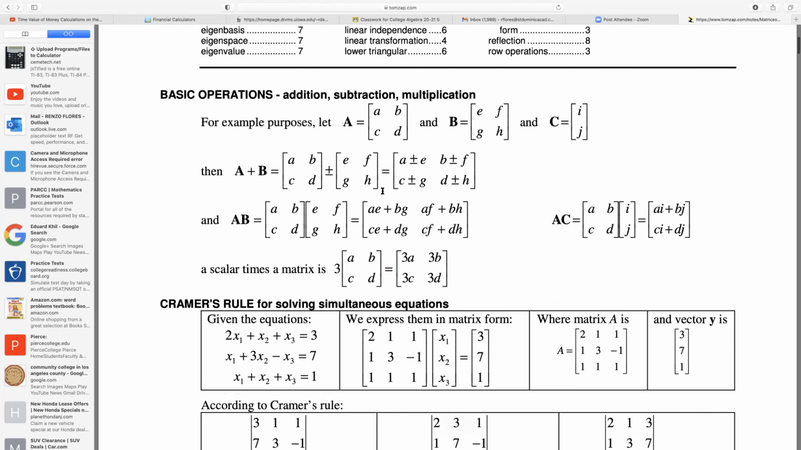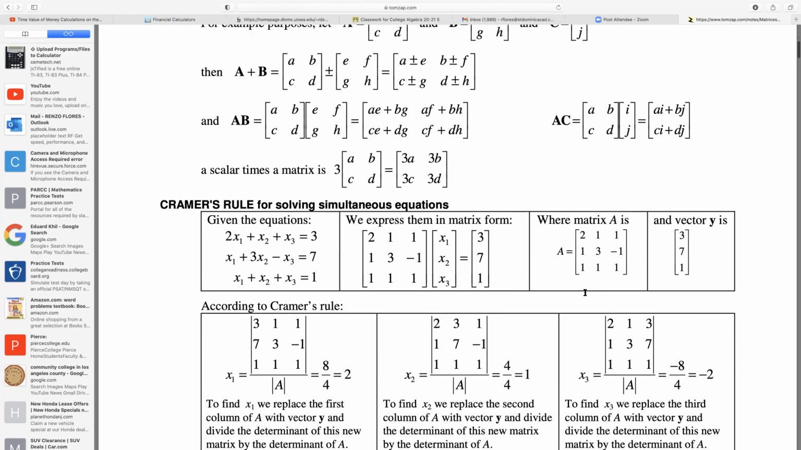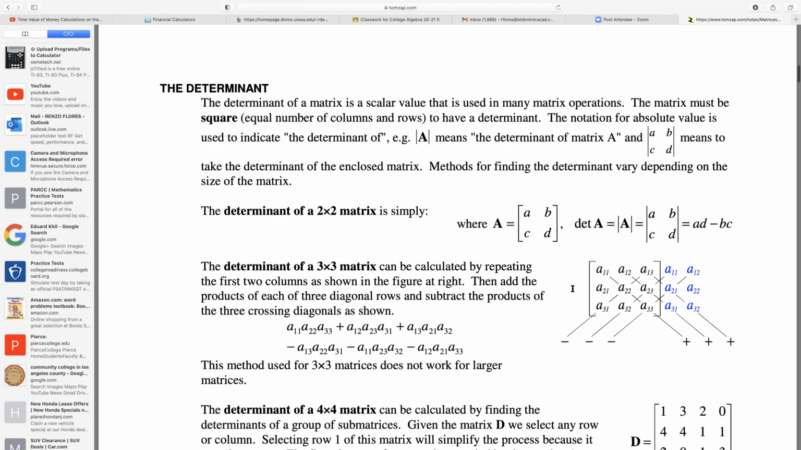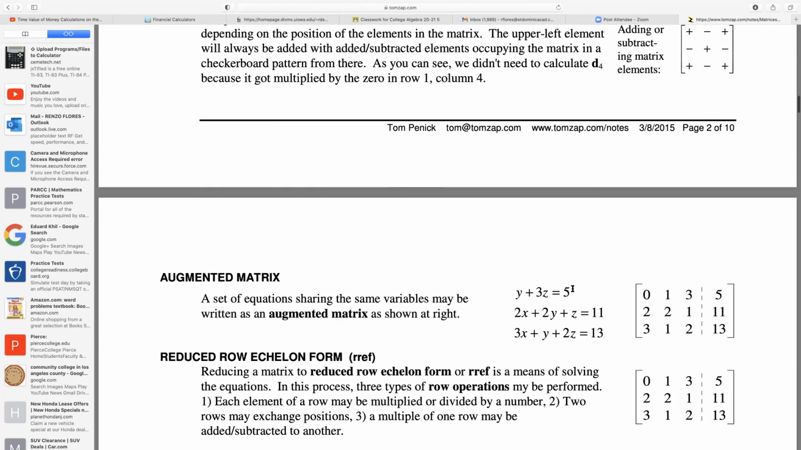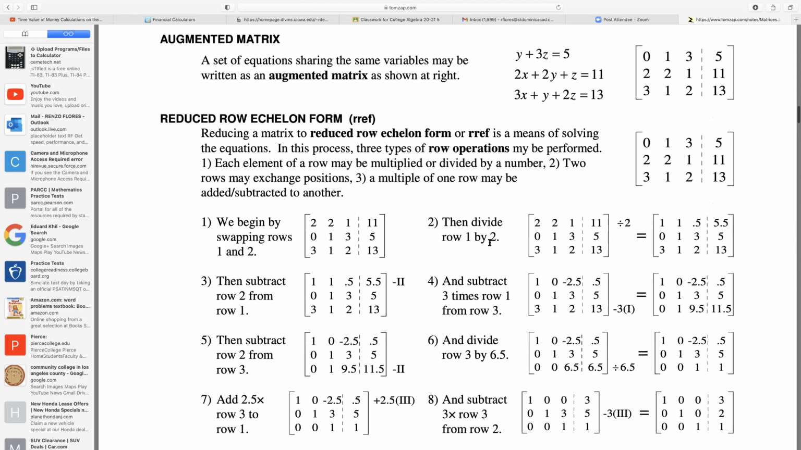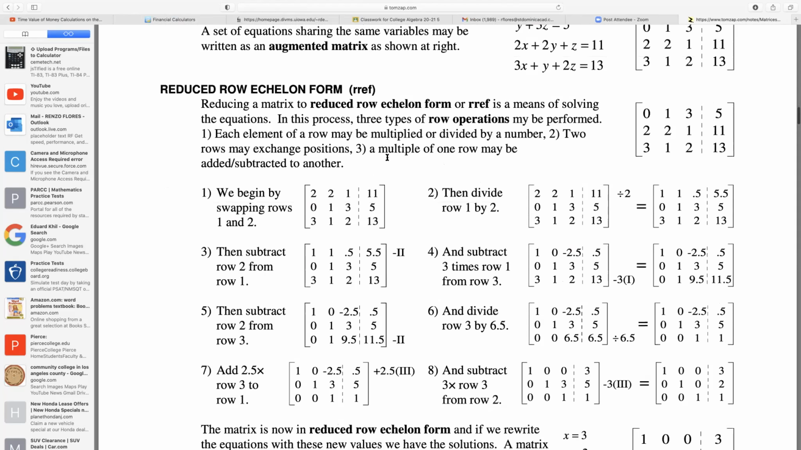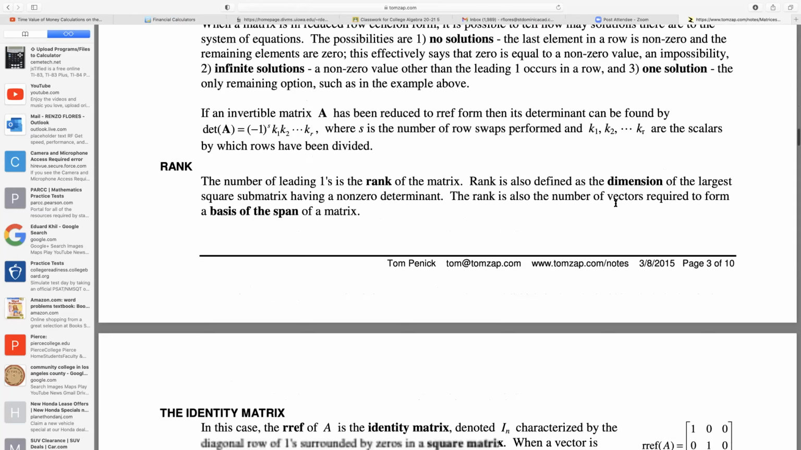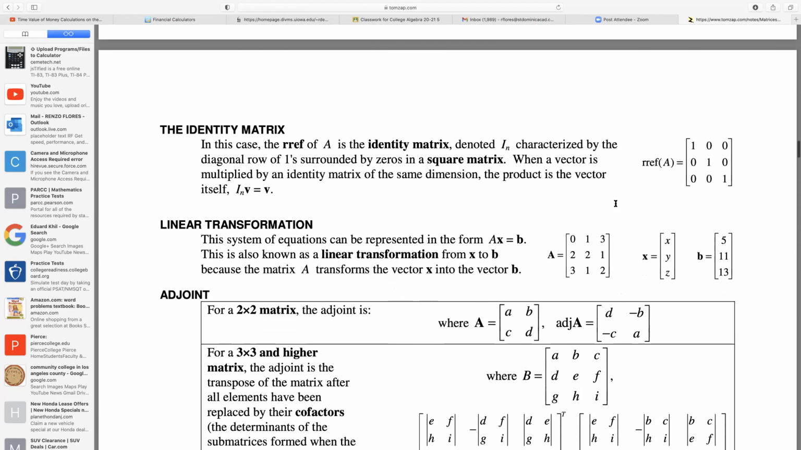And here they show you how to compute. They talk about Cramer's rule. All these concepts are here, the determinant, everything. Even the Gauss-Jordan, they explain to you how to do it here. Reduced row echelon form. It's explained here. You need to practice as much as you can.